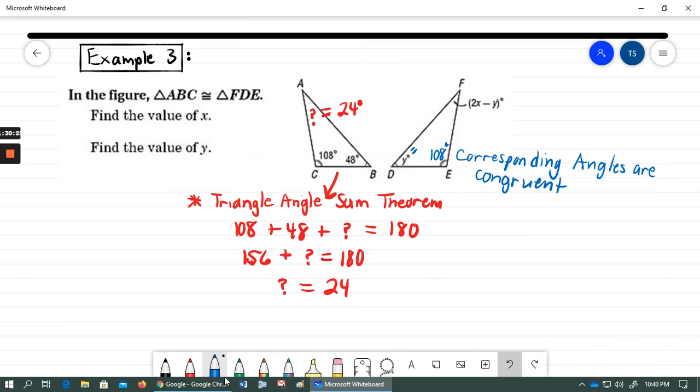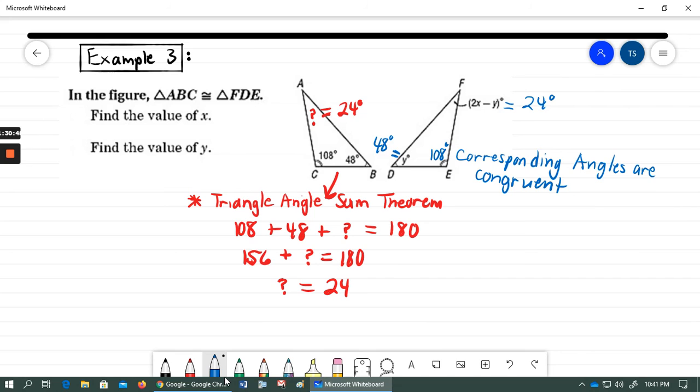And I apologize about how sloppy that looked. All right, let me try that again. That means that Y has to be 48 degrees. If the corresponding angles have to be congruent with each other, that means angle A and angle F correspond with each other. So if angle A is 24 degrees, that means the angle F has to be 24 degrees.